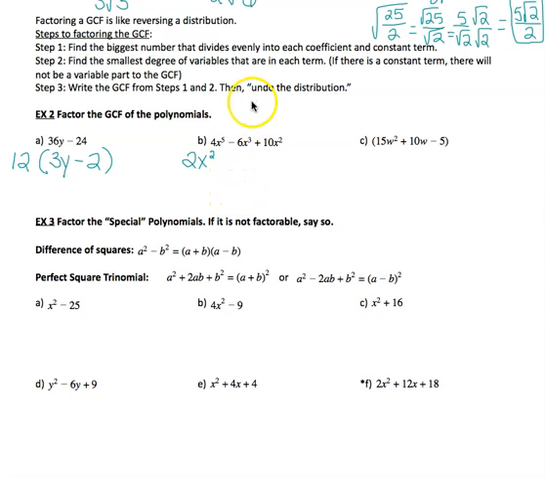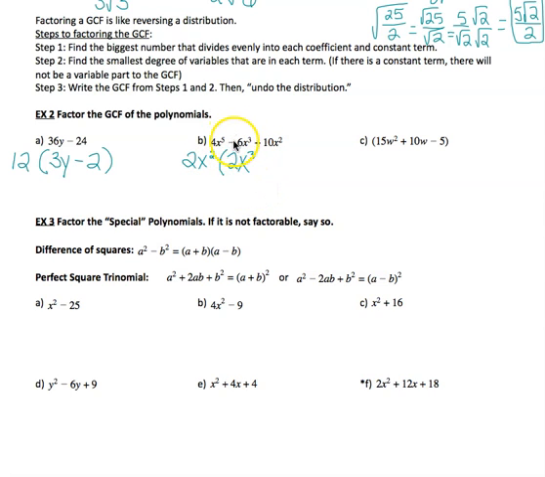So then I have to undo the distribution. So I write my parenthesis, and then I ask myself, what do I multiply 2 by to get 4? So that'd be 2. And what do I multiply x squared by to get x to the 5th? Remember that when we multiply, we add exponents. So this would be an x cubed, because 2 plus 3 is 5.